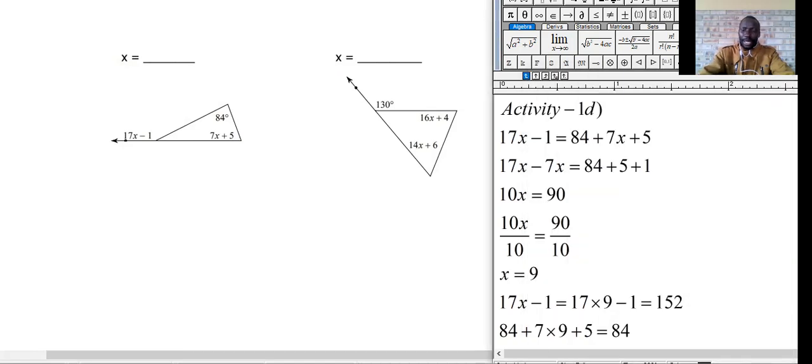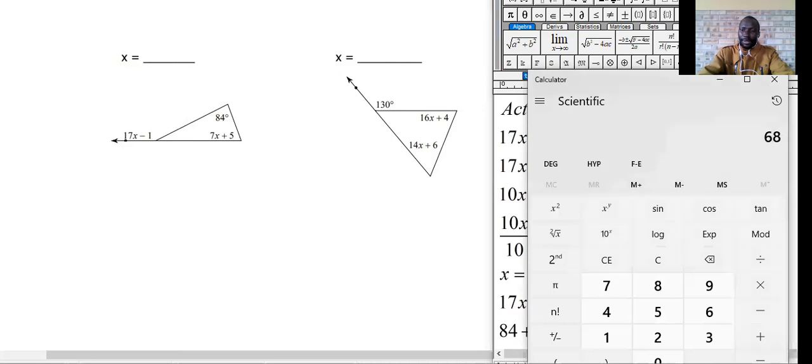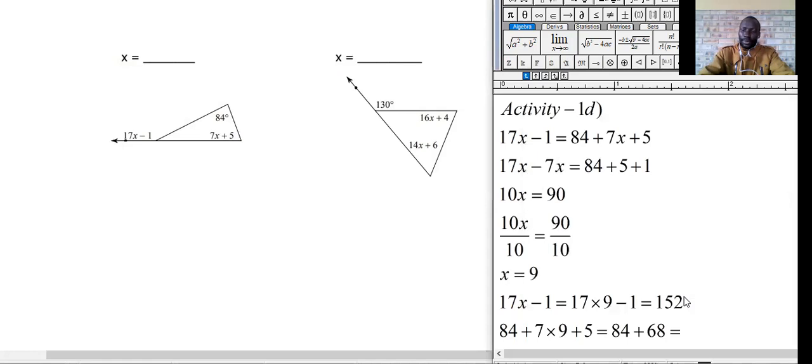So we would like now to add 84 to 68. Well, what do we get for that? 84 plus 68. Yes, that is 152. So that is the angle property of this. The other one is that you could add these two and it must be equal to what? 130. All right, 130. So when you add these two interior angles, you must be able to get 130.